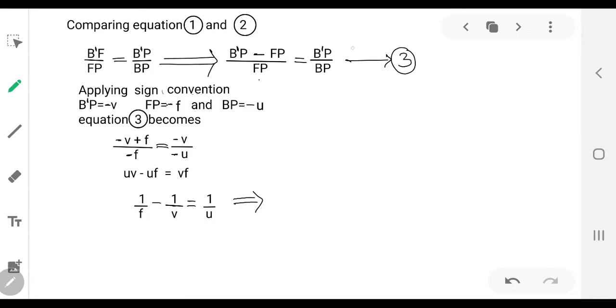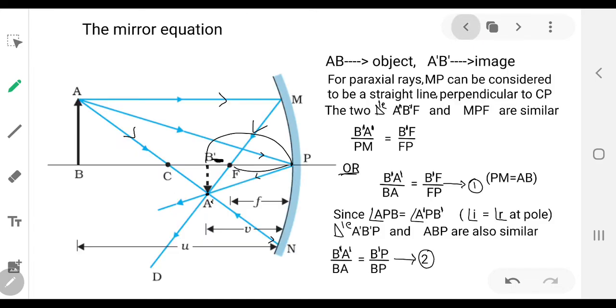Now applying the sign convention. For these values we have to apply the sign convention. Now B'P: B' is the point where the image is formed, P is the pole of the mirror. According to the sign convention, the distances are always measured from the pole, so it becomes PB'. The distances are taken positive if the measurement is along the direction of the incident ray. If it is opposite to the direction of the incident ray, the measurement has to be taken negative.